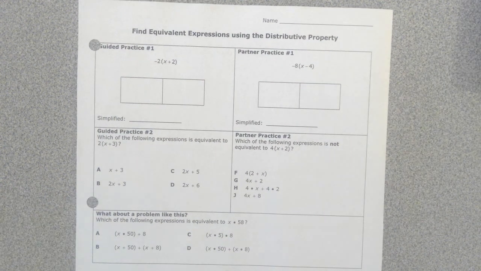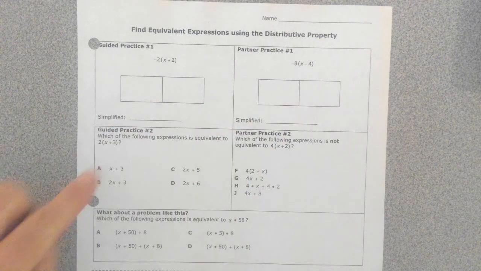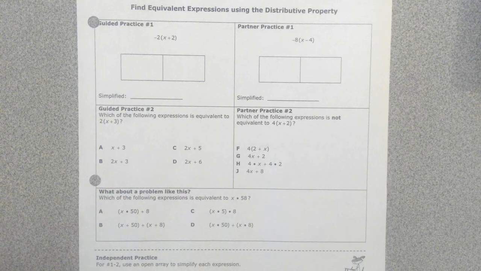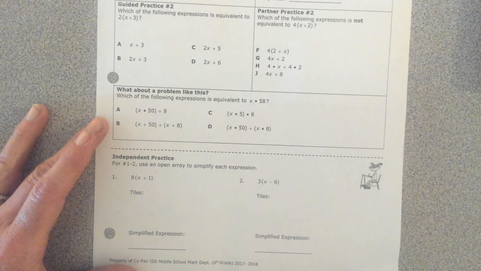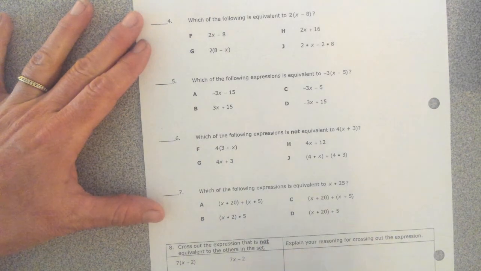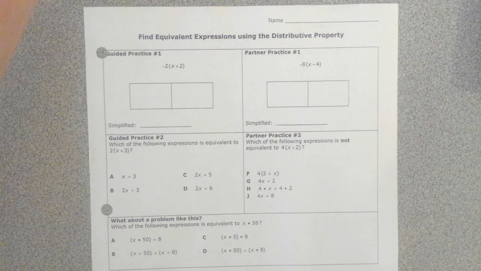All right, now on your paper that we had here, this left side is a guided practice and the right side is a guided partner practice. And then we talk about this one, what about this problem? And then you go on to the independent questions 1 and 2, and then 3 through 8 on the back. All right, on the front. Guided practice, the first one. Let me zoom in a little.